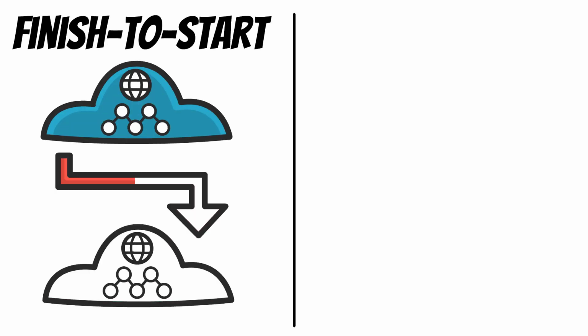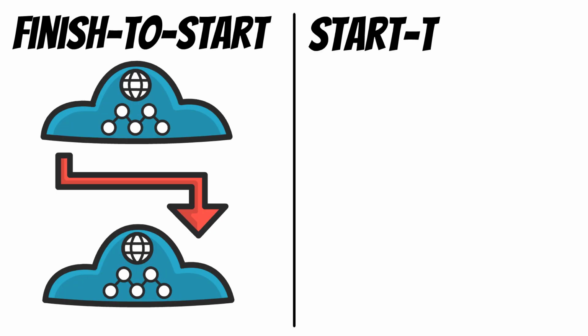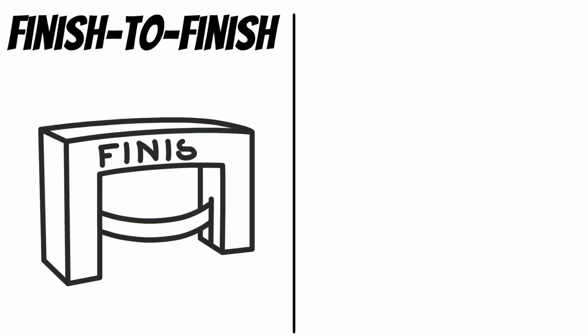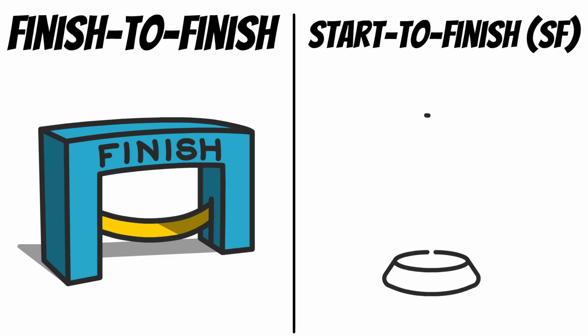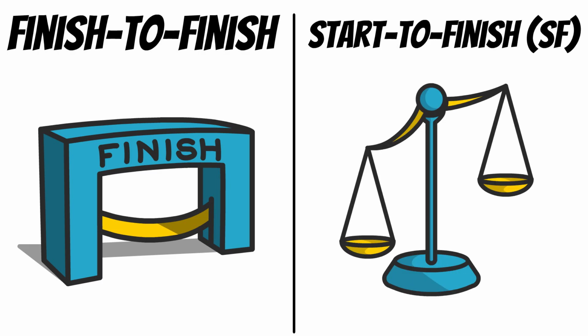Finish to start. The classic, task A must finish before task B starts. Start to start, tasks start together. Finish to finish. Tasks must finish at the same time. And start to finish, SF. Rare, but task A must start before task B finishes.